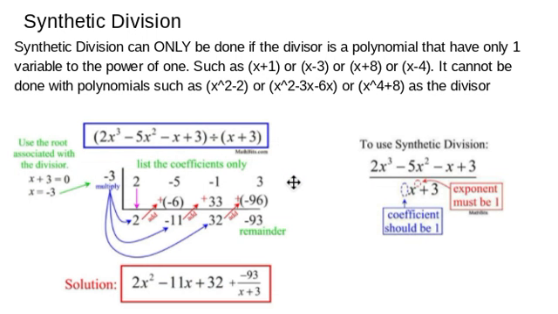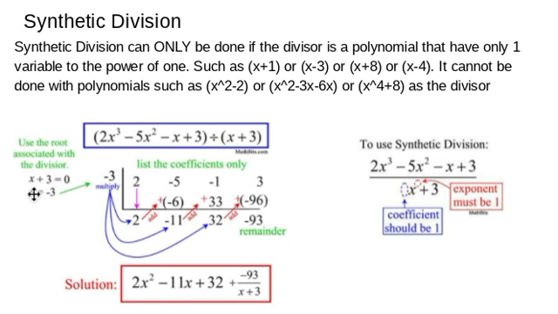Okay, next is synthetic division. Synthetic division can only be done if the divisor is a polynomial that has only one variable to the power of 1, such as x plus 1 or x minus 3 or x plus 8 or x minus 4. It cannot be done with polynomials such as x squared minus 2 or x squared minus 3x minus 6 or x to the power 4 plus 8. The exponent always has to be 1 and the coefficient always has to be 1. Basically, to do synthetic division, we would first find the root, and to find the root of a function, we would just set it equal to 0.